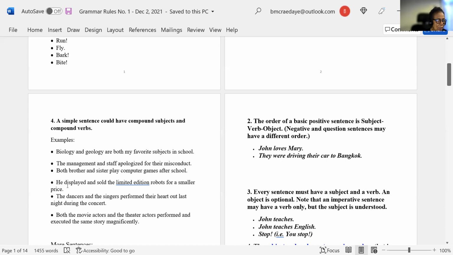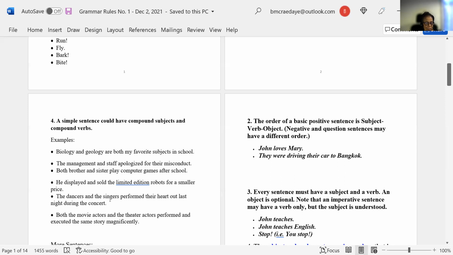Right? He displayed and sold the limited edition robots for a smaller price. Compound verb, he displayed and he sold. So that's the compound verb. So displayed and sold are actually verbs, but they refer to two things that he did: he did the display and then he sold. Next one: The dancers and the singers performed their heart out last night during the concert. What is the compound subject?